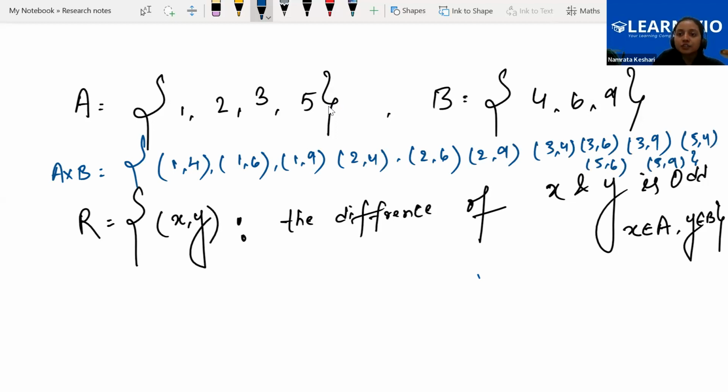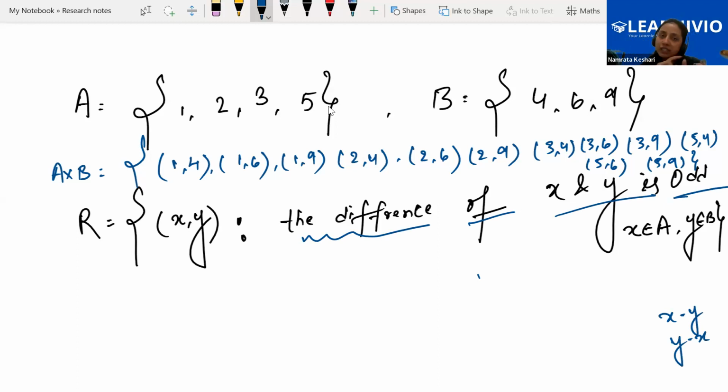This is the Cartesian product. But we cannot take all the ordered pairs. We can only take those ordered pairs where the difference of x and y is an odd number. Anyway, you can find the difference. If it is an odd number, you subtract only the larger number minus the smaller number. X and y means you can find x minus y or y minus x, that means the larger one minus the smaller one. If your answer is an odd number, then that ordered pair you can take in the relation.